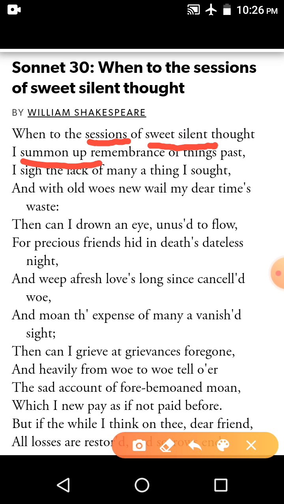When to the sessions of sweet silent thought I summon up remembrance. So, whom does the poet call? The poet calls remembrance of things past. He recalls his past. वो अपने भूतकाल की यादों को बुलाते हैं.